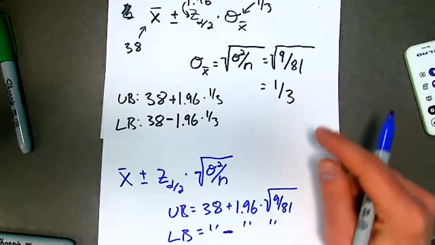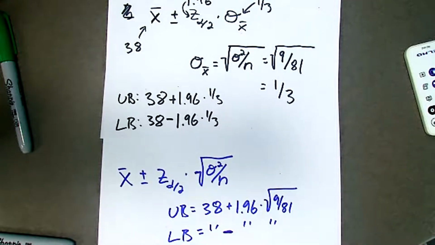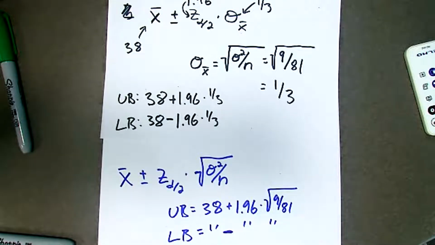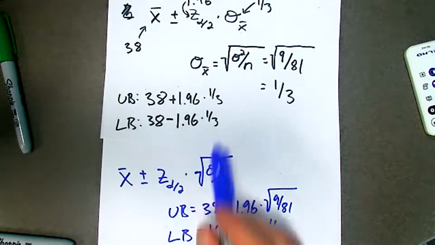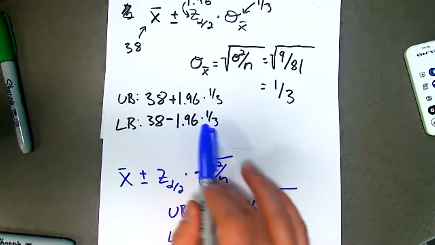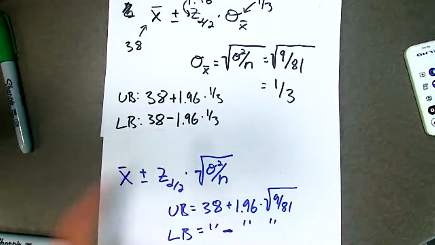And the reason why this is somewhat helpful is, look, if the standard deviation of my sample means is only 1/3, even if I'm going about 2 standard deviations above and below, I know that I'm not going to be very far away from 38 with my upper and lower bound, right? Because that standard deviation is pretty low. So when I'm adding and subtracting 2 or 1.96 standard deviations, the standard deviation is only 1/3. I'm not going very far to the left and right of that sample mean of 38.